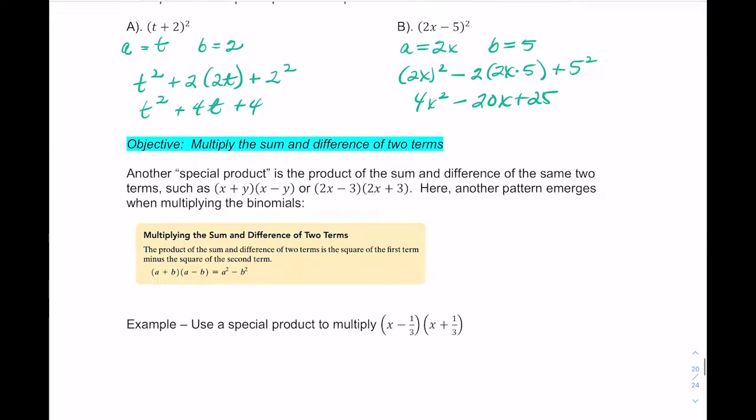There's another type of special product. It's called a sum and difference. So anytime you have a binomial where you have the same terms in each quantity, but one's an addition and the other's subtraction, what happens is the middle term cancels out. And here you're left with a squared minus b squared. So the square of the first term, and then it's always subtract, and then the square of the second term.